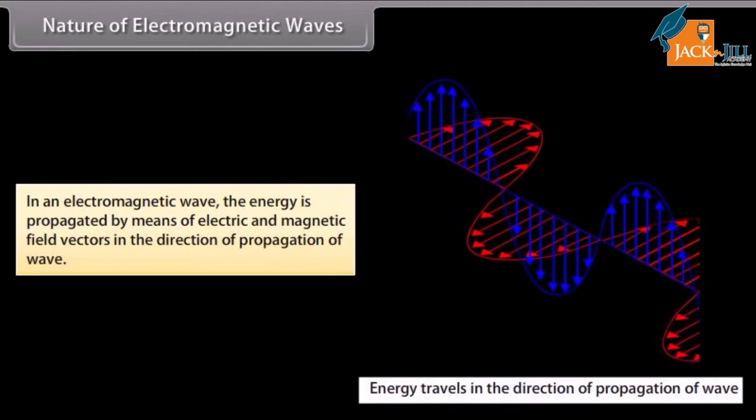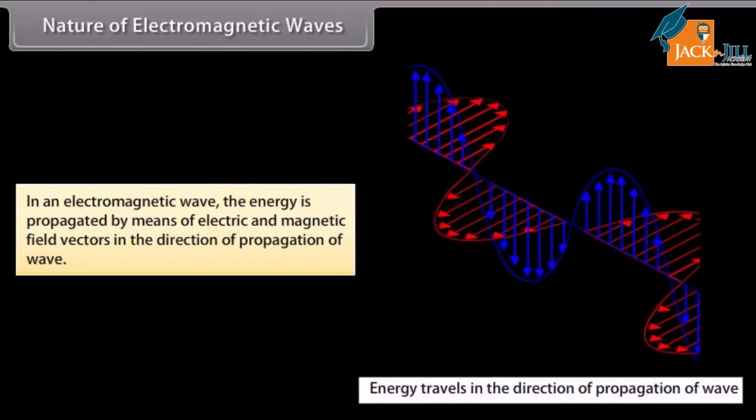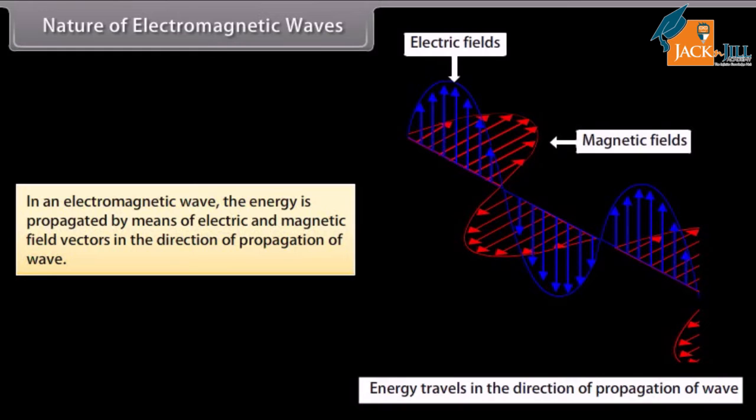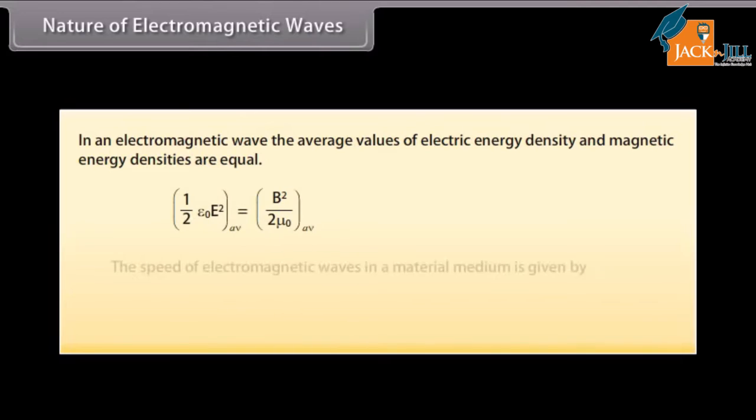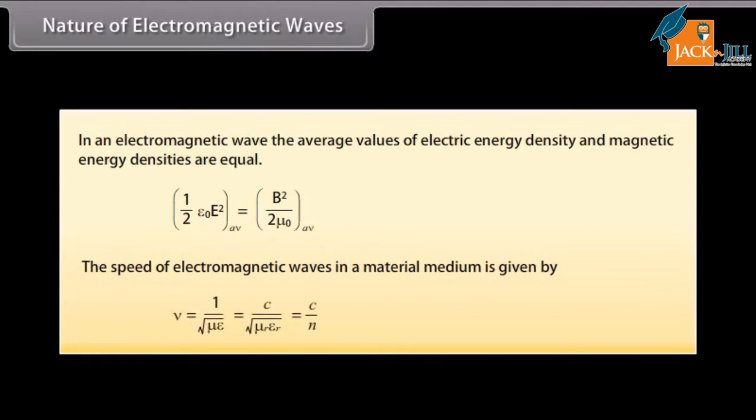In an electromagnetic wave, the energy is propagated by means of electric and magnetic field vectors in the direction of propagation of wave. In an electromagnetic wave, the average values of electric energy density and magnetic energy densities are equal. The speed of electromagnetic waves in a material medium is given by the relation nu is equal to c upon n.